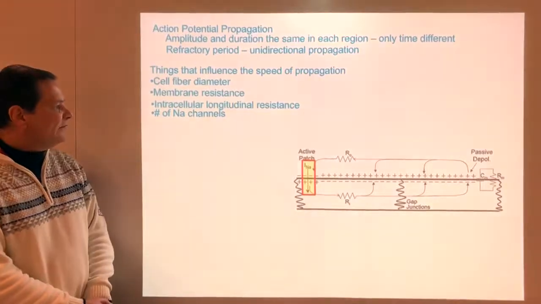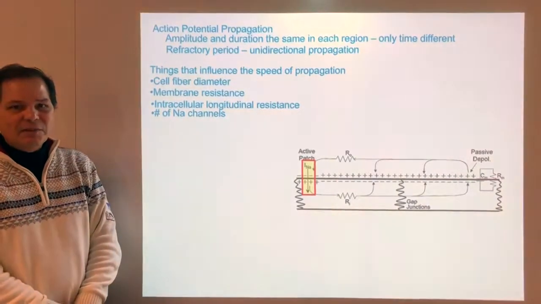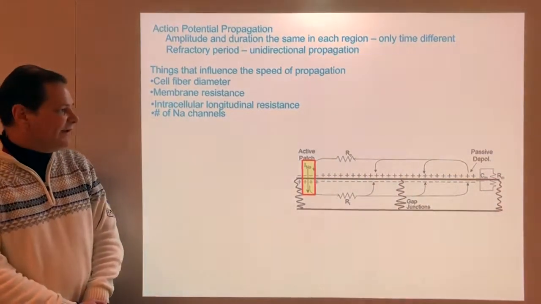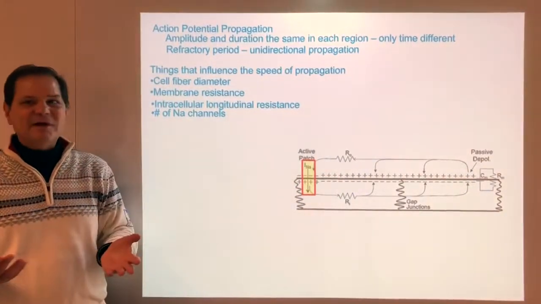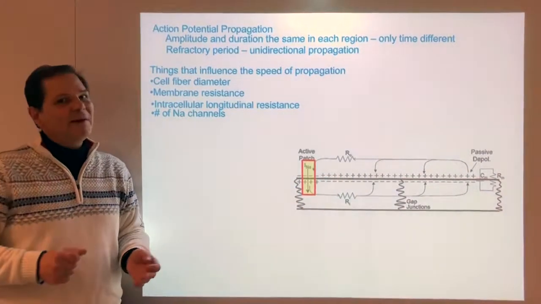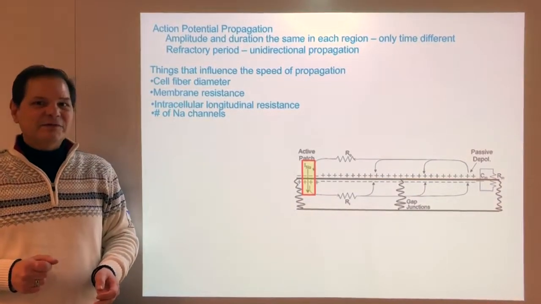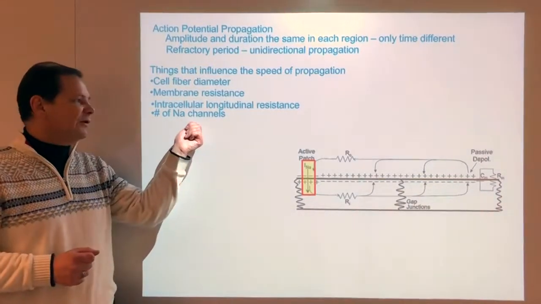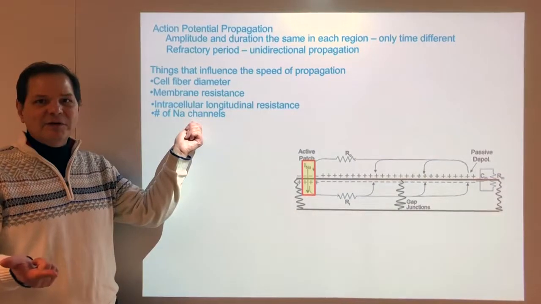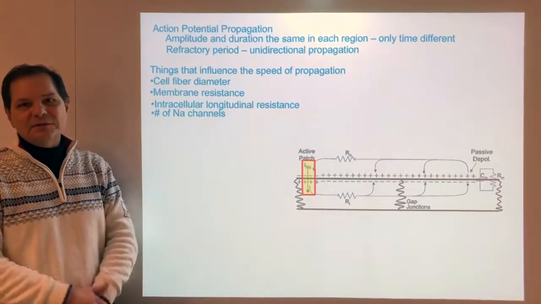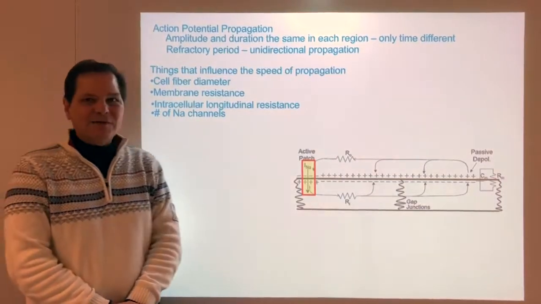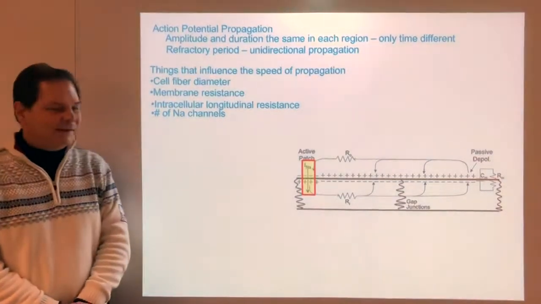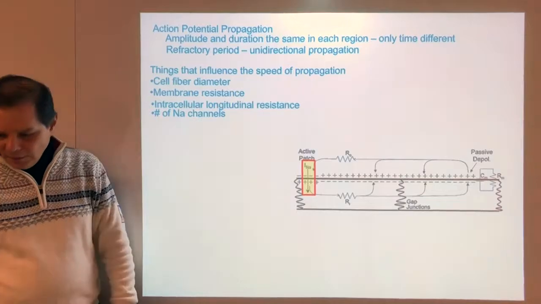And the number of sodium channels, just like our threshold potential, the more sodium channels you have, the easier it is to fire an action potential in this membrane. And the easier it is to fire an action potential, the quicker that propagation is going to take place. So if you want to slow propagation, you block sodium channels in nerve and skeletal muscle, and it'll slow the propagation. Okay? And if you want to speed it up, you don't block them, you actually increase the number if you can, and that'll speed it up. Okay?